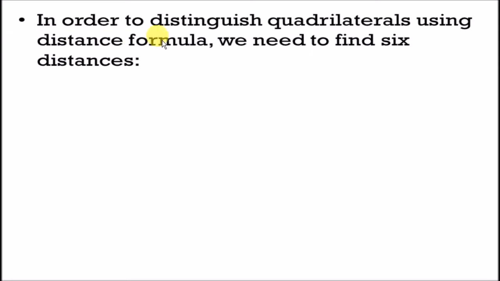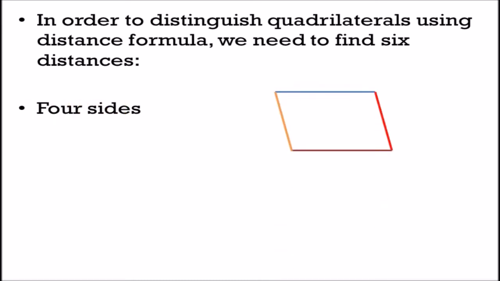In order to distinguish quadrilaterals using distance formula, we need to find 6 distances. Firstly, the distance of the 4 sides of the quadrilateral, and then the 2 diagonals of the quadrilateral. So after calculating these 6 distances, we will be able to determine what type of quadrilateral we have.